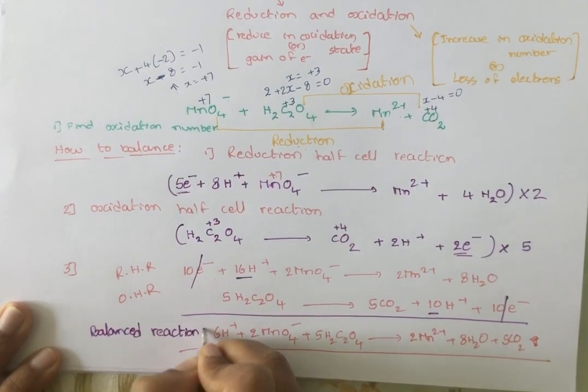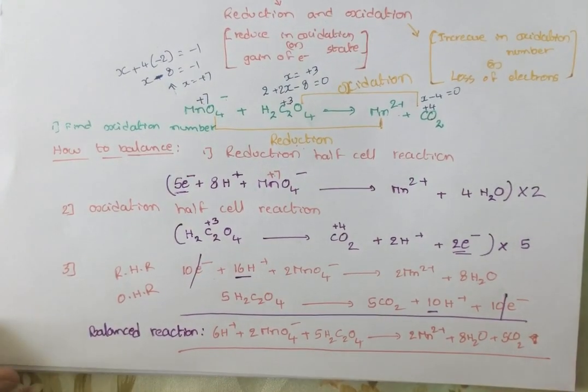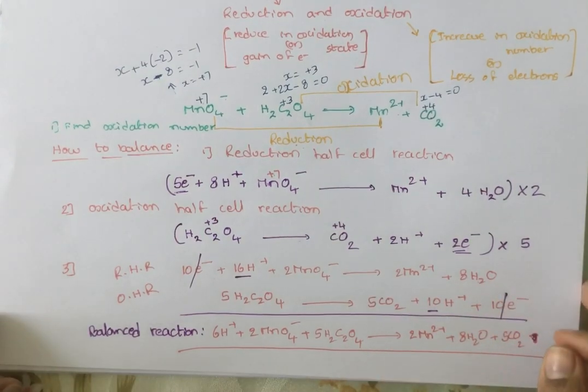Okay, in this way, if you follow this trick by writing the half cell reactions, you can easily balance any type of redox reaction. Hope this method is very helpful to you.